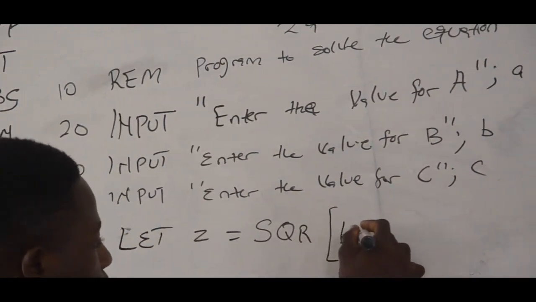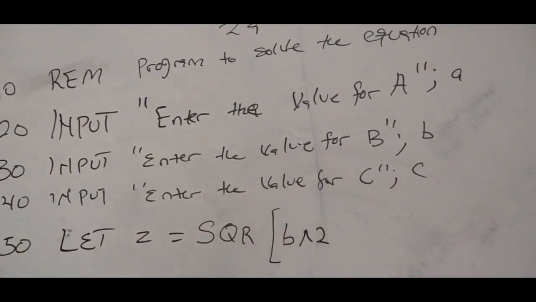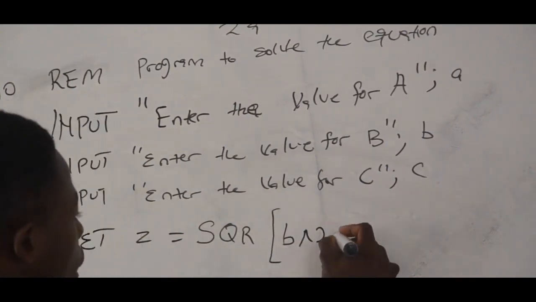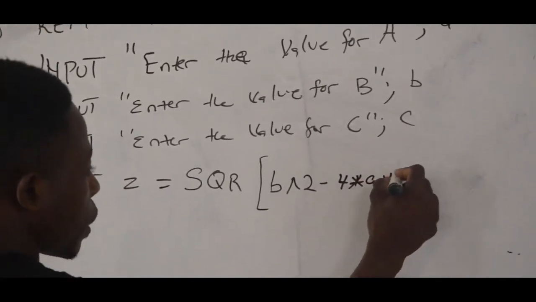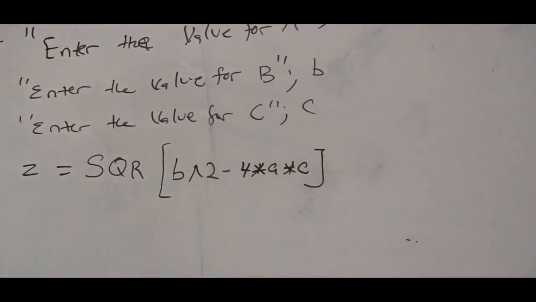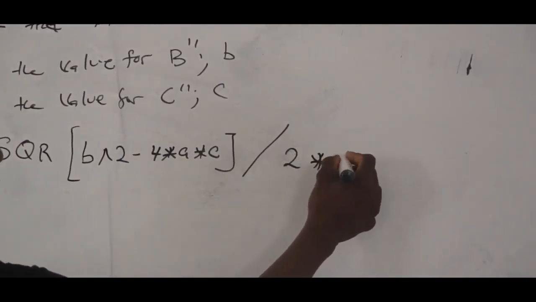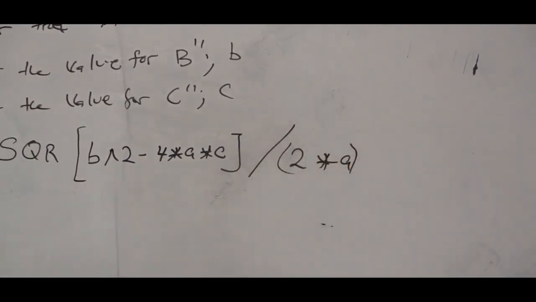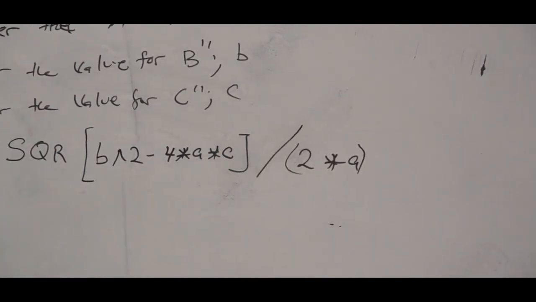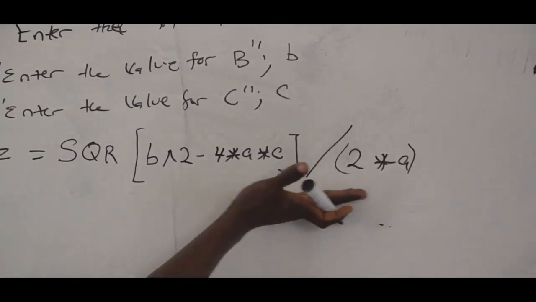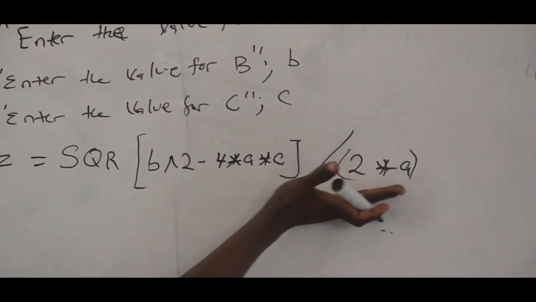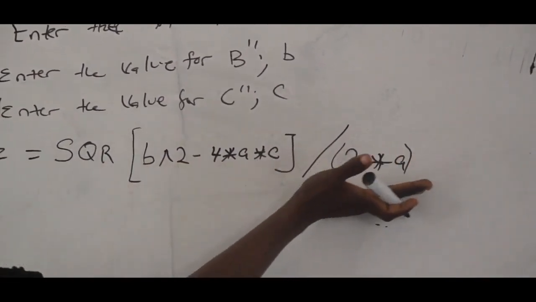You now have your B raised to power 2. We use this symbol for raised to power. So now you subtract from it 4, multiply by your A, then multiply by your C, and you close the bracket. What else do we need? All these are over 2 multiplied by A. You can put those inside brackets. So now we've already performed the equation, the major headache. We've already solved it in here.